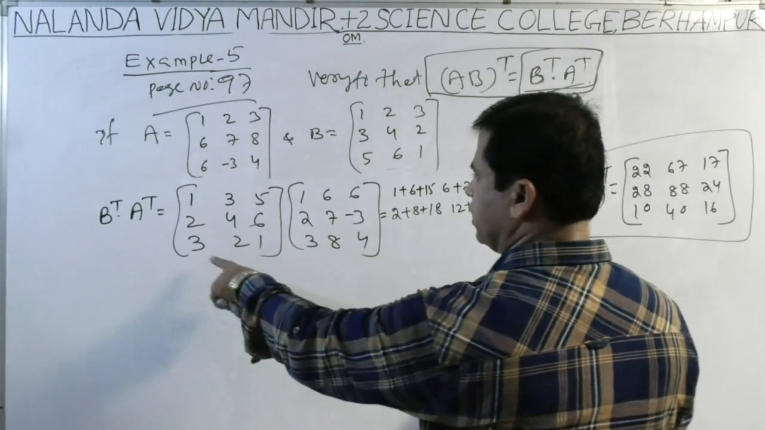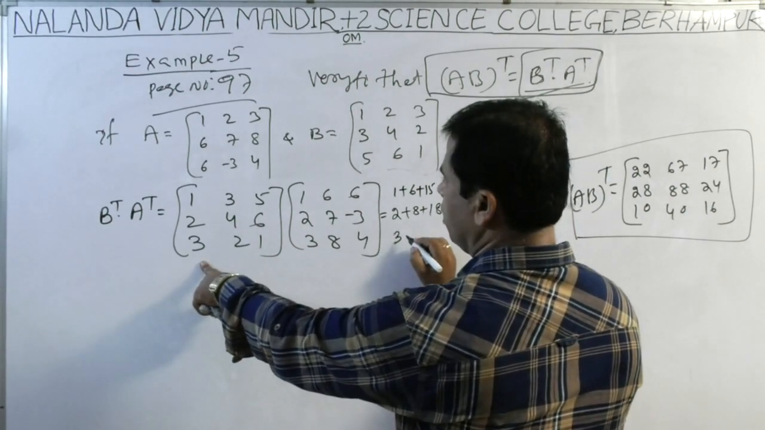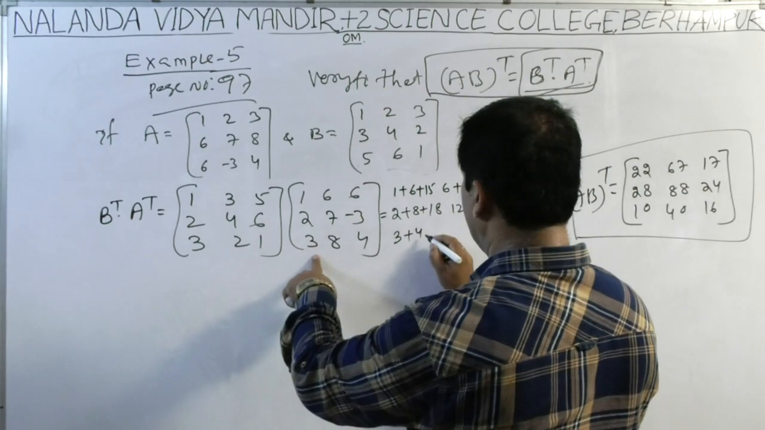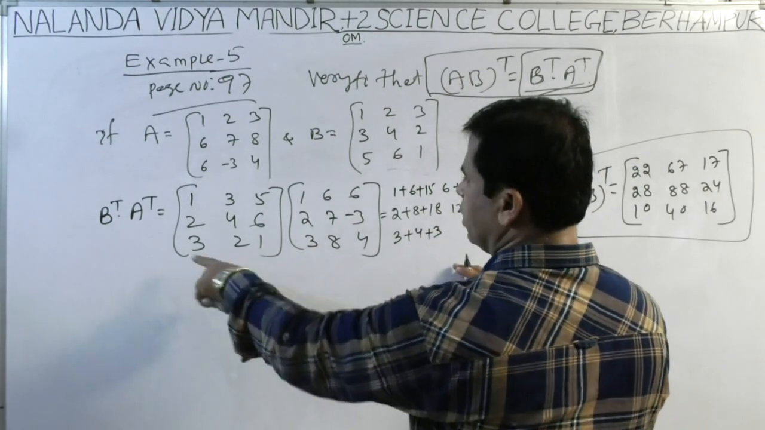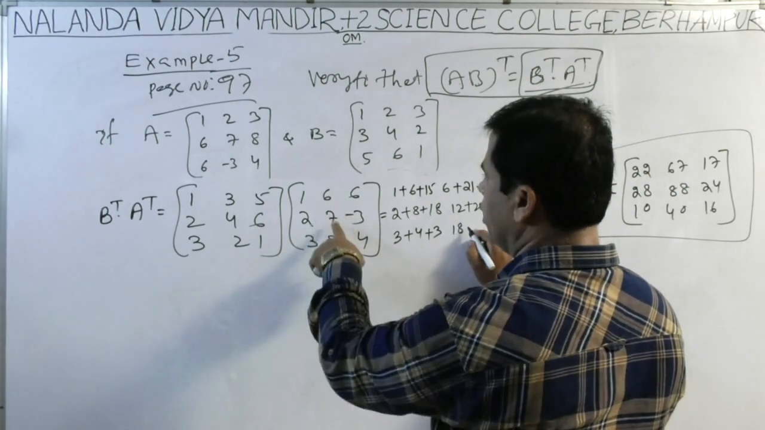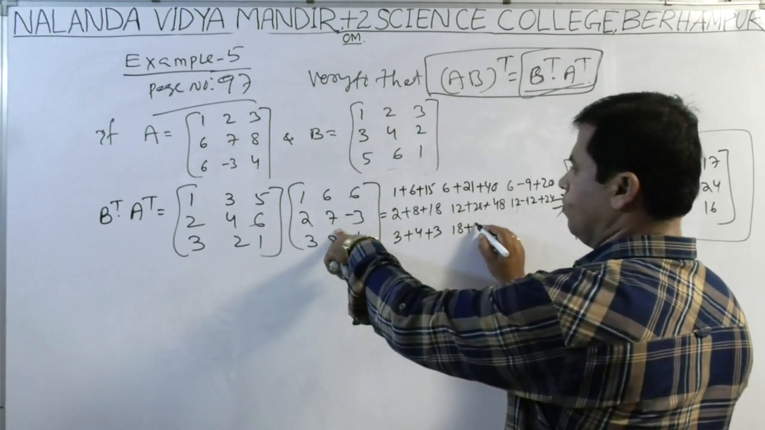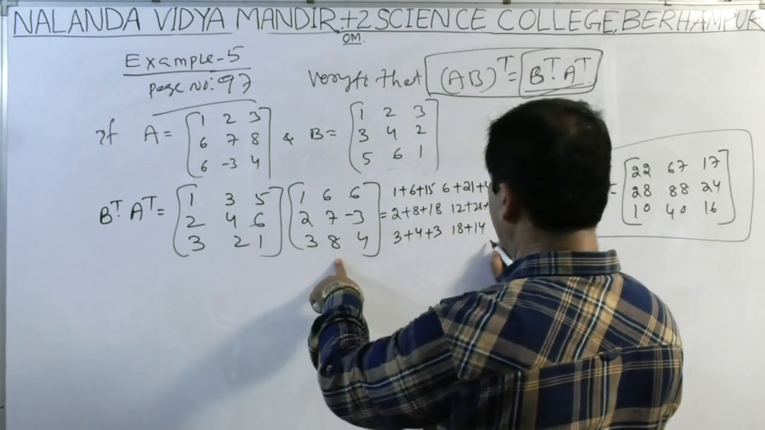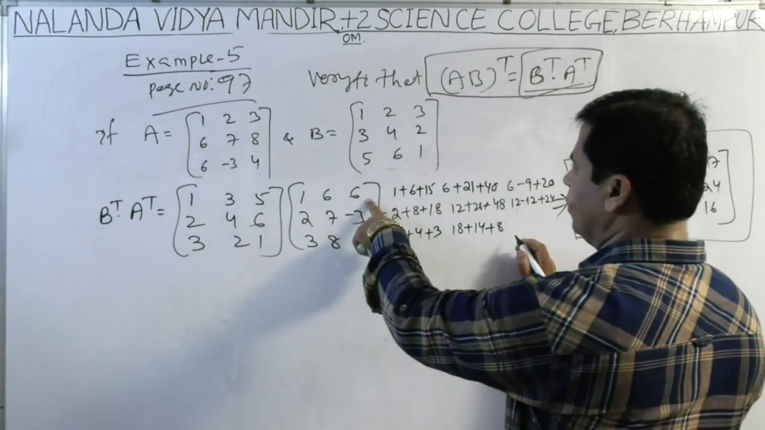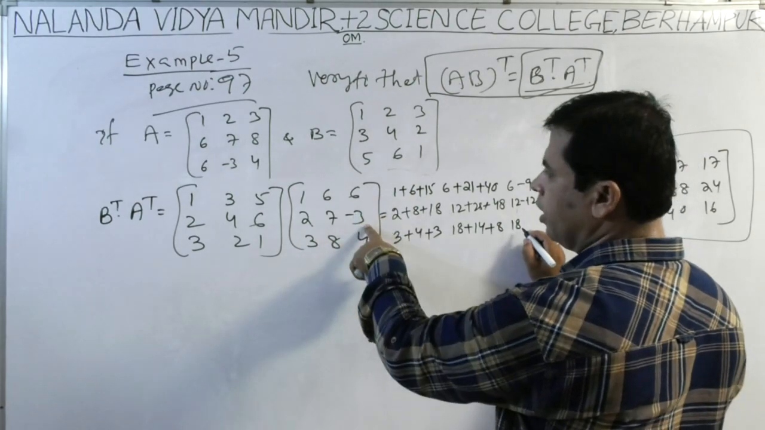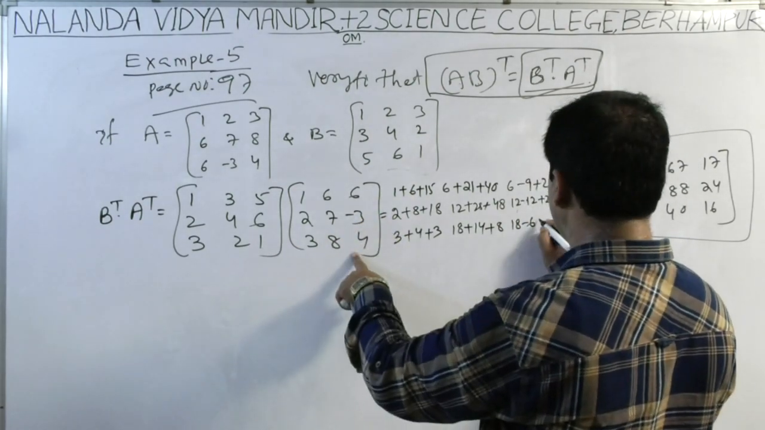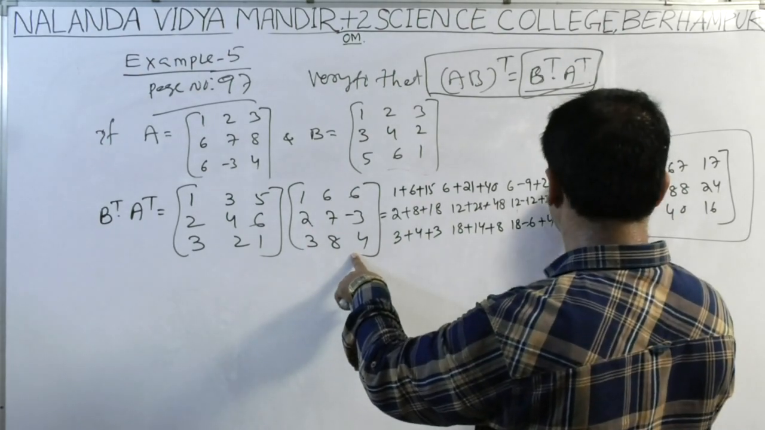Okay. Third row, first column, 3 into 1, 3. 2 into 2, 4. 3 into 1, 3. Third row, second column, 3 into 6, 18. 2 into 7, 14. 8 into 1, 8. Third row, third column, 3 into 6, 18. 2 into minus 3, minus 6. 1 into 4, plus 4.